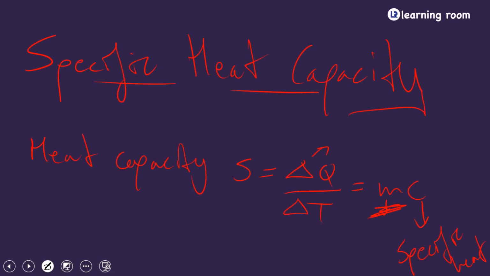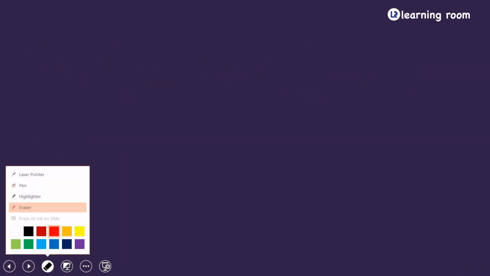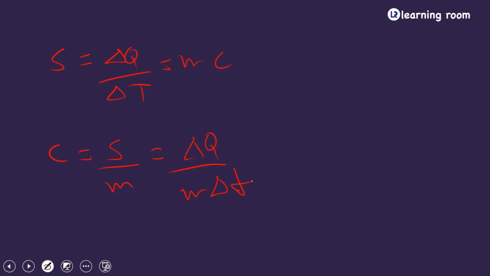Now specific heat capacity, which is this value, that is what we are going to define. Maybe you can note this down. What did we write in the previous equation? We wrote delta Q by delta T is equal to MC. So how am I going to define C? C will be nothing but S by M, or it will be delta Q by M delta T. Simple, no? It's very direct.